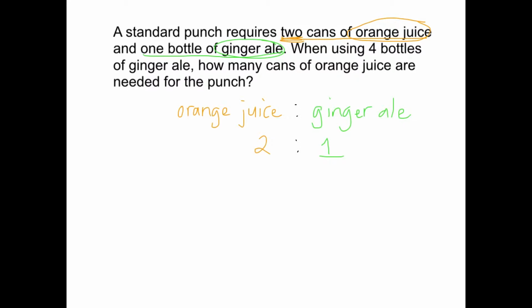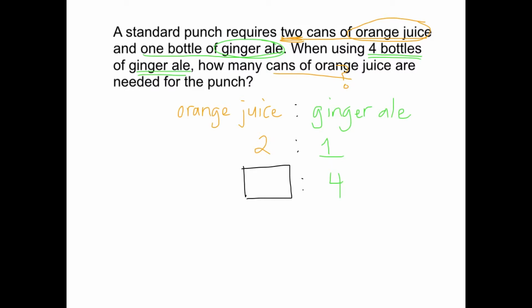What is the question asking us to find? Well, the question says when using 4 bottles of ginger ale, we need to figure out how many cans of orange juice are needed. So where am I going to write the number 4? Well, since 4 represents the amount of bottles of ginger ale, let's write that underneath the word ginger ale. Do we know how many cans of orange juice we need if we have 4 bottles of ginger ale? No, this is what we need to figure out.